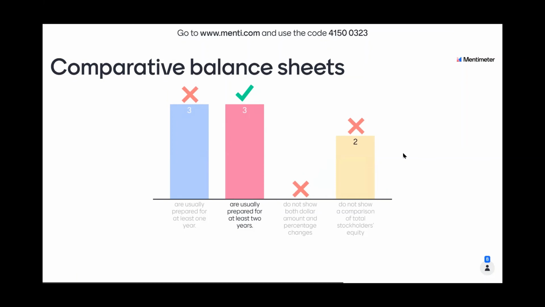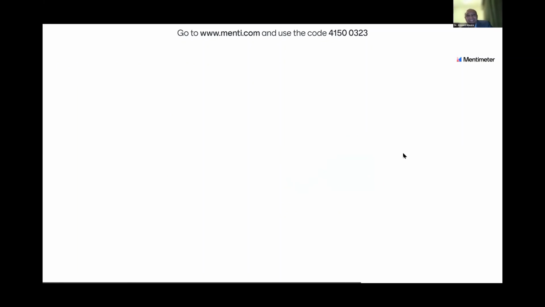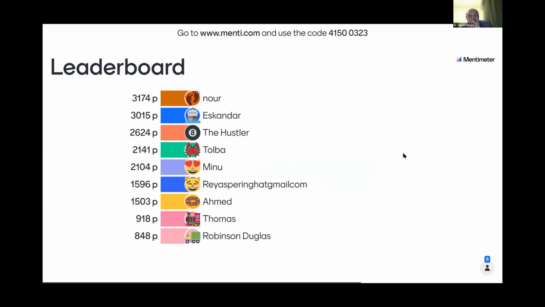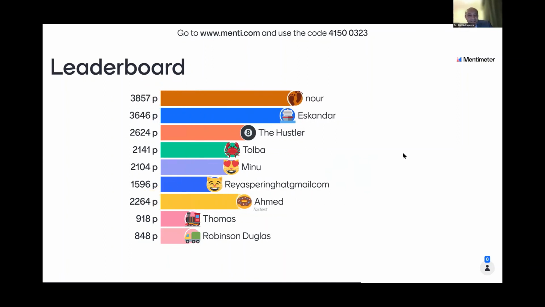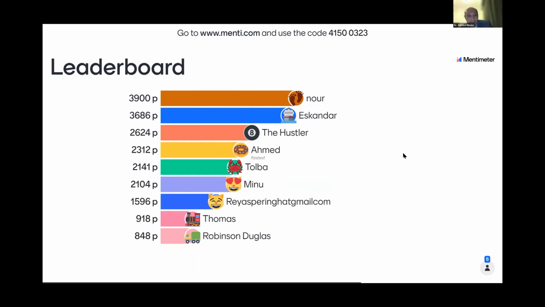Now 3 people will go up. Okay. Still Noor and Iskandar are still in the lead. Okay, that's good. Ahmad now is the fastest one who's going up. Be careful, guys.